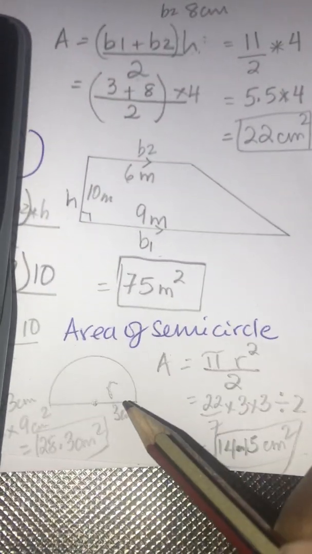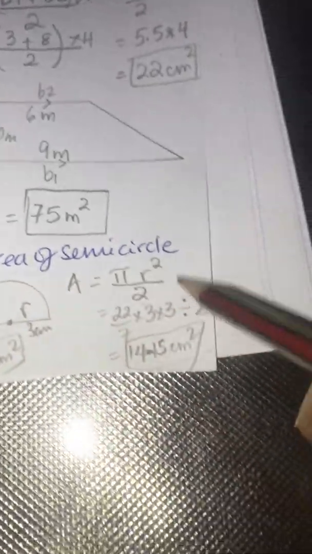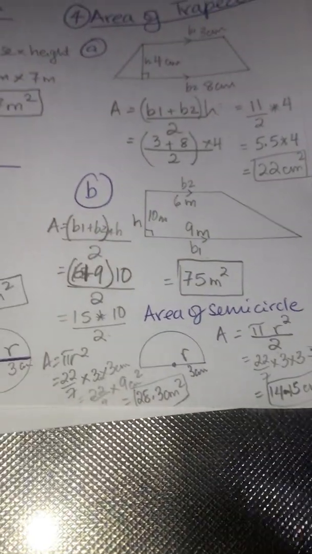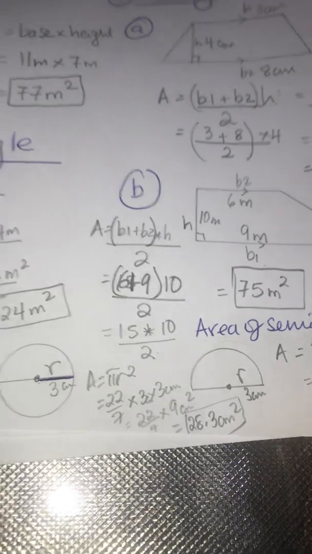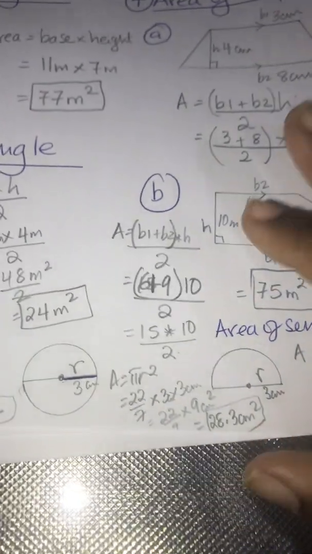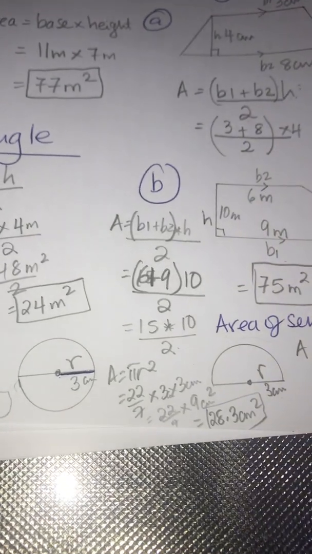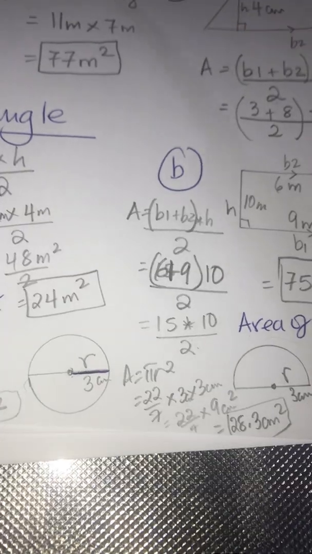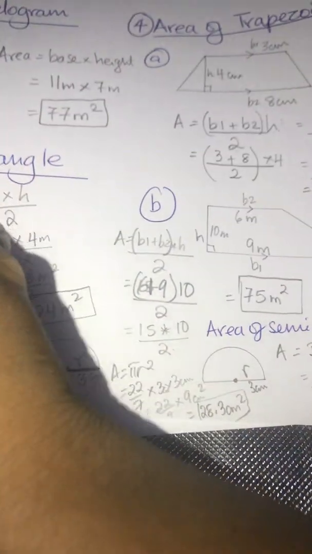Why are we dividing by 2? Because this is not a complete circle. This is half of a circle, okay? All right. So this is what you need to know for you to be successful in this lesson. If you don't know your formulas for area, I don't know how I'm going to help you. You have to master the formula by yourself. So you have to practice so it sticks in your brain.